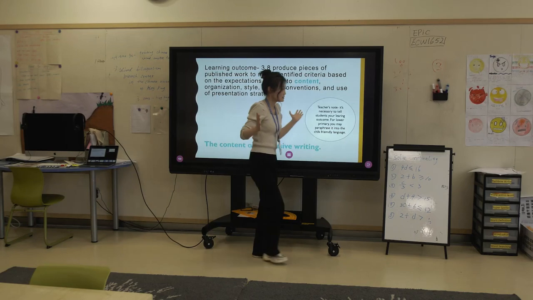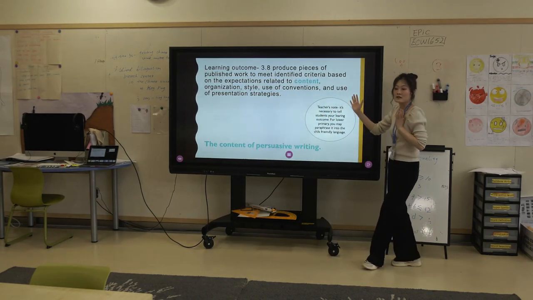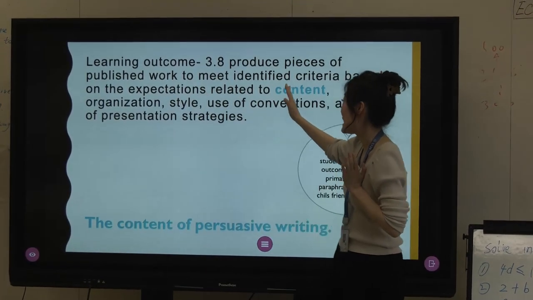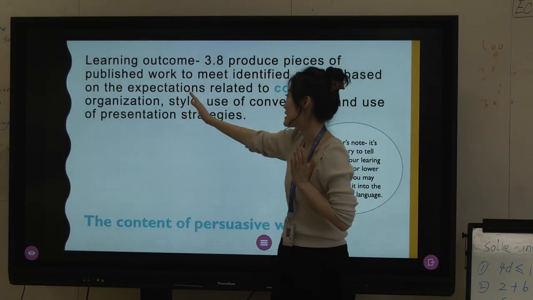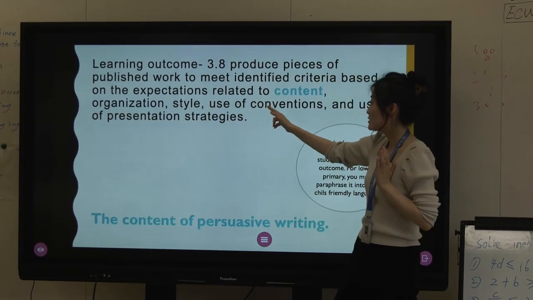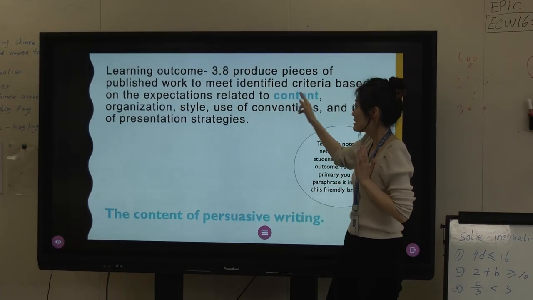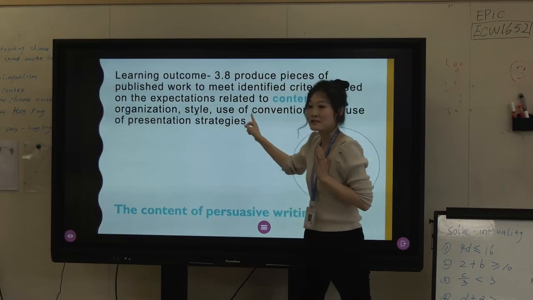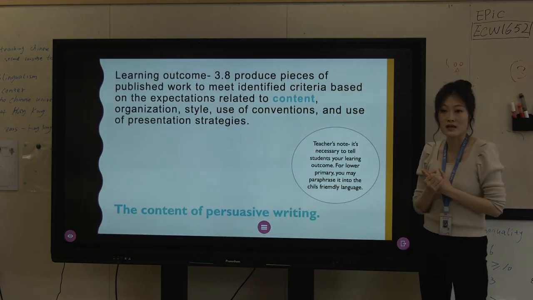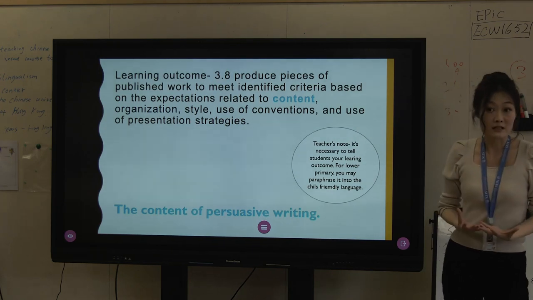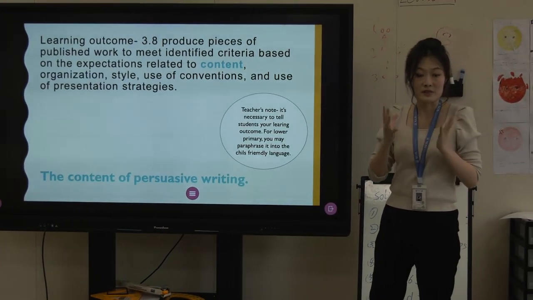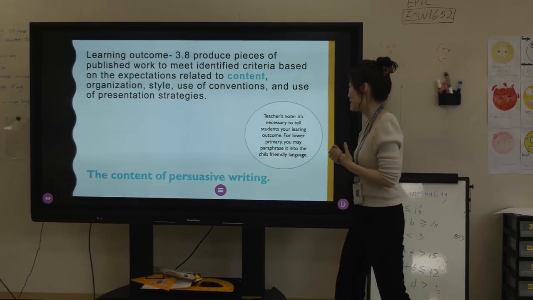So let's move on and look at our learning outcome of the lesson. Produce pieces of published work to meet identified criteria based on expectations related to content, organization, style, use of conventions, and so on. I know there are several categories here, but in this lesson, we just focus on content. How are you going to persuade other people? How are you going to provide details to support your perspective, your statements? Okay?